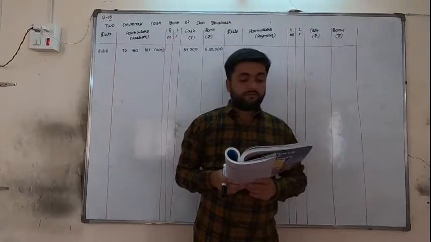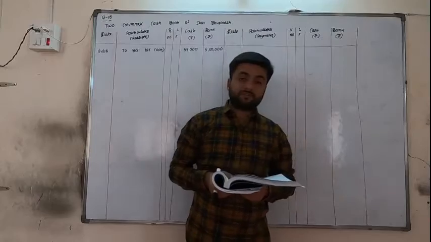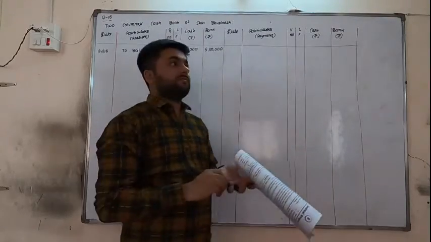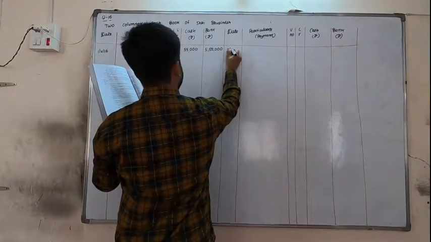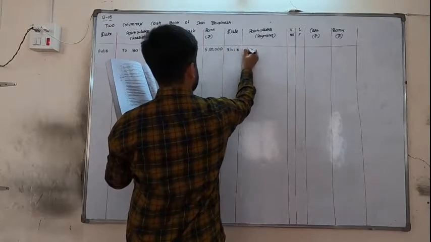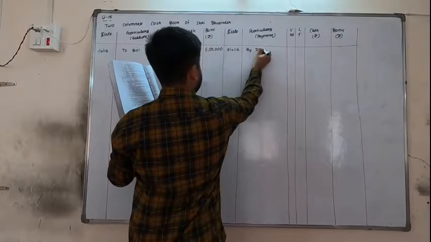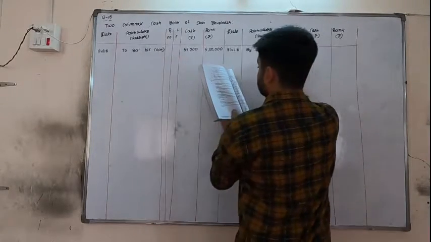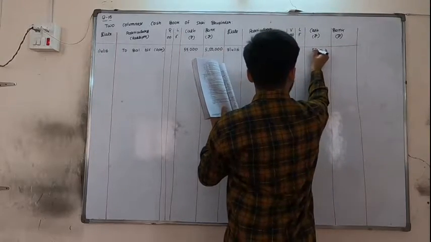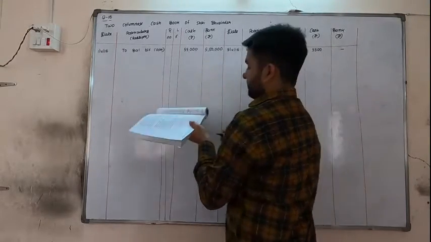Second, 5500 given in donation. We are giving, so cash is going out. So on credit side, 3rd, by donation account, 5500 as cash, nothing in the bank.